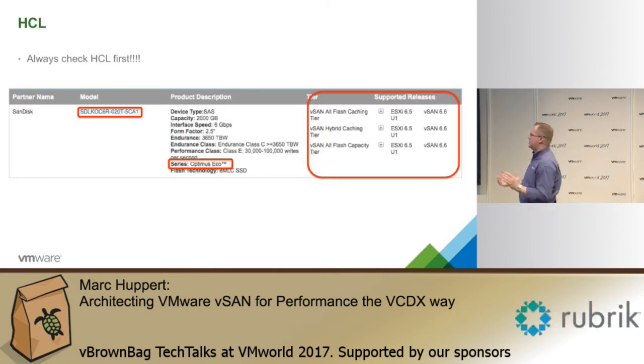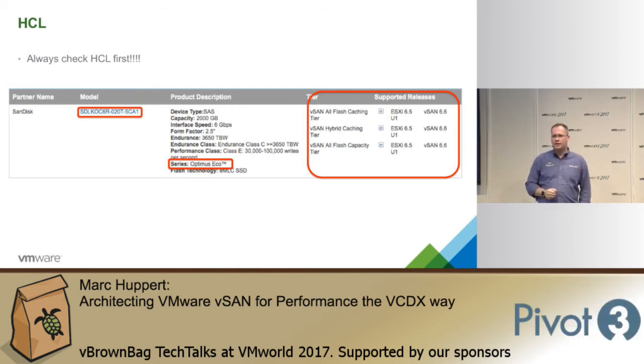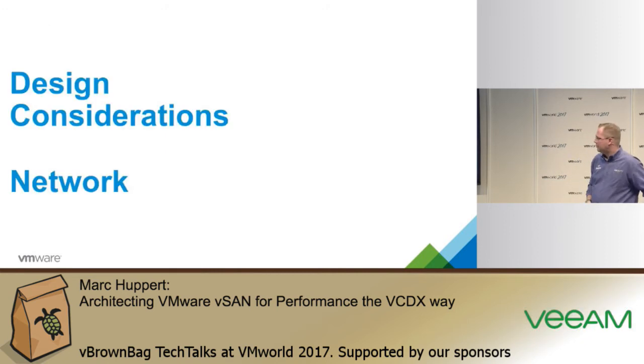Again, check the HCL. I've done it here for my environment at home. I'm going to use the SanDisk 2 terabyte SSDs, enterprise SSDs, as a capacity tier. As you can see here, all flash, it is supported as a capacity tier on the latest version of vSAN 6.6.1, which is here included in 6.5 Update 1.